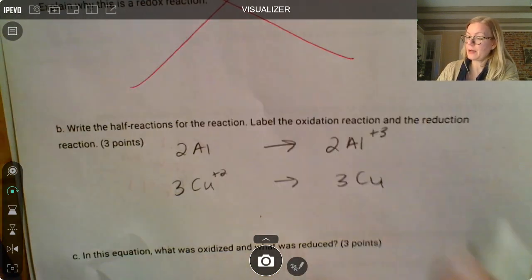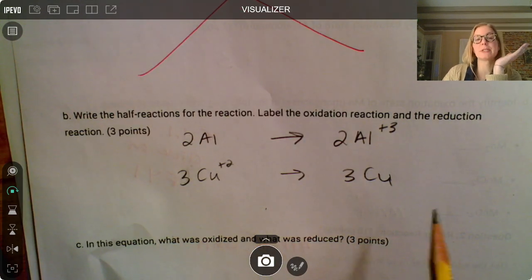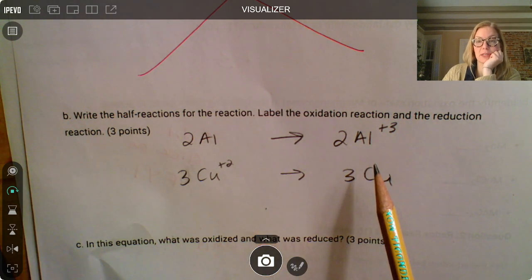The reason the charge is changed is because electrons were gained or lost. Okay, so the half reactions have to include those electrons.